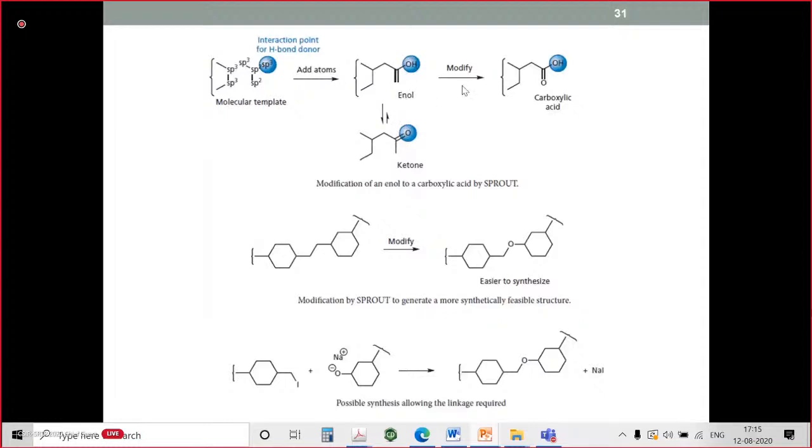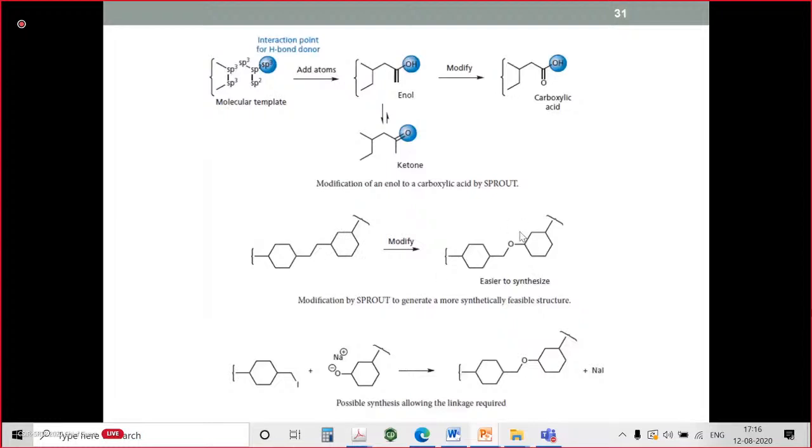So this Sprout software allows you to modify the other possibility, like say, rather than this enol, we can transform it into the carboxylic acid. So that will remain hydroxy as such. There will be no tautomerism between these two. Also, it helps in the modification where we can construct the molecule easily. Like say here, the connection of the two cyclic chain with a 2 carbon linker would be difficult.